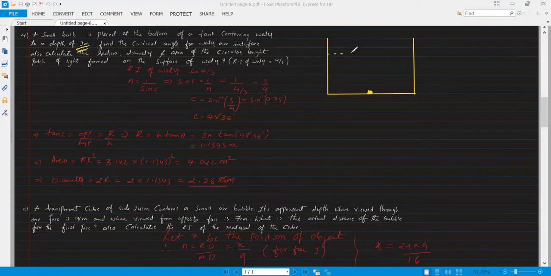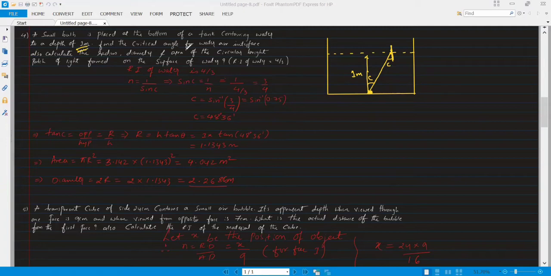Let us assume the water is up to here. So this depth is given, this depth is 1 meter. Find the critical angle for water air interface. Let us consider there is the last ray which is coming from here. If a ray falls here at an angle greater than this, it would undergo total internal reflection and come back inside. So this is the critical angle. This is the critical angle here. This angle must be this one because these two are parallel here, so the angle is the same.